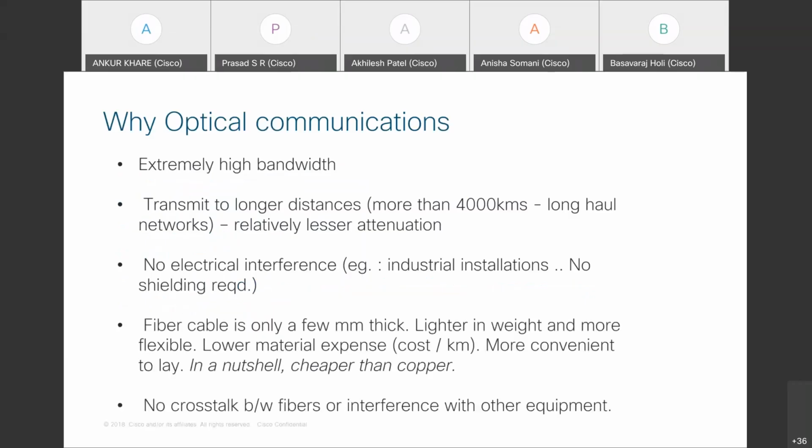Okay, when we start optical communication, why do we need optical? As we know, light is the fastest medium in the universe, and optical fiber works on the principle of laser, which is light amplification by stimulated emission of radiation. So laser is the fastest medium, and light is the fastest way to transport anything.